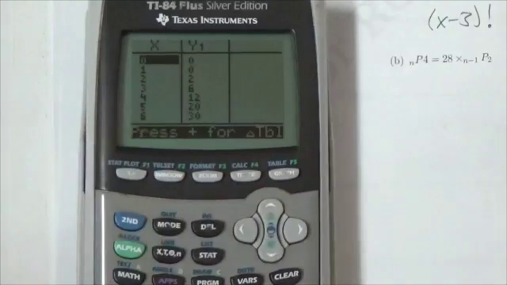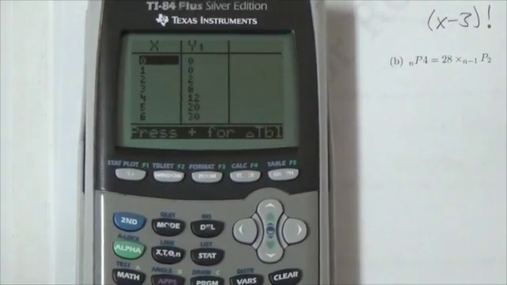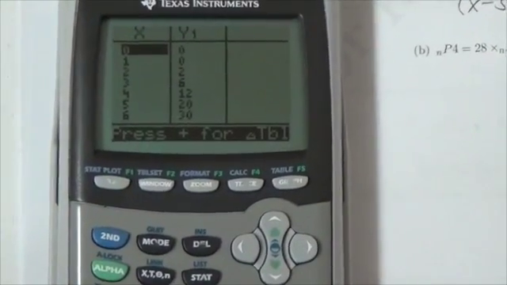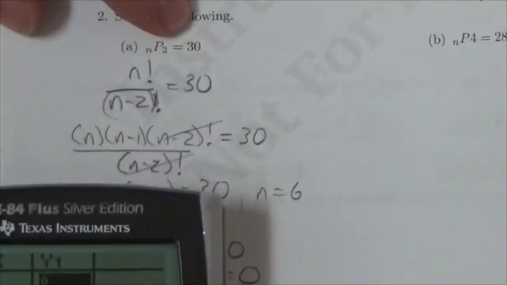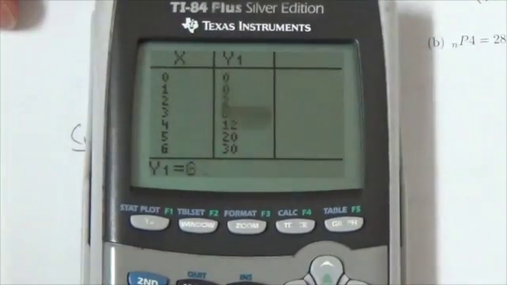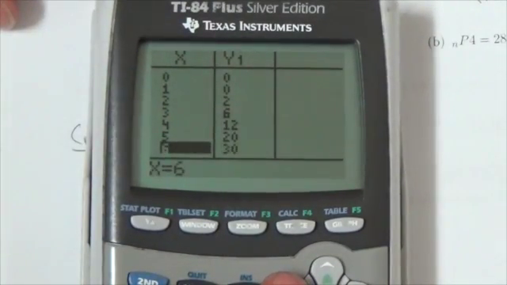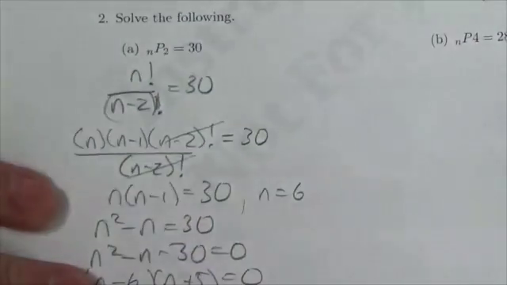Now notice that the y coordinates start off at zeros. What I'm looking for is where that y coordinate goes to 30, because the equation was nP2 equals 30. So I'm going down to look for 30. Oh, there it is, where n is equal to 6, or x is equal to 6. So once again, there's my solution.